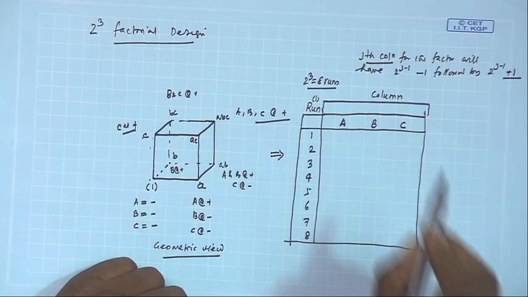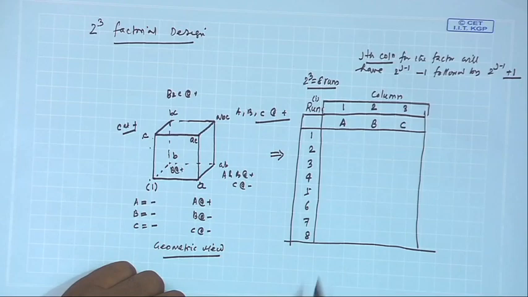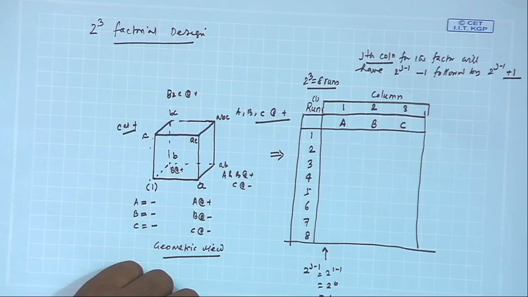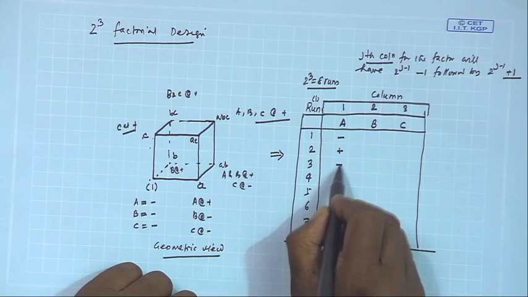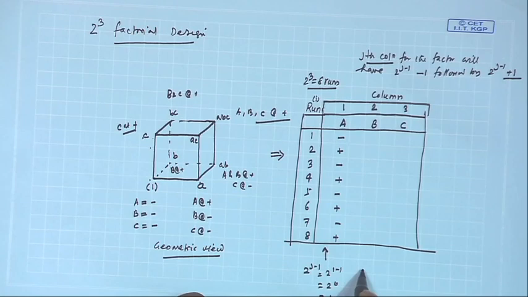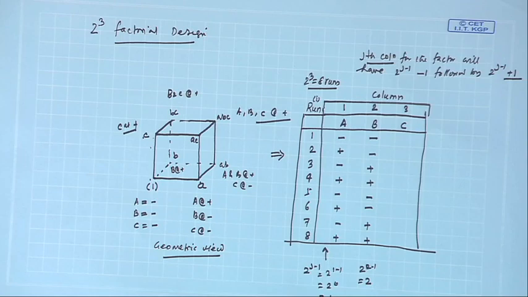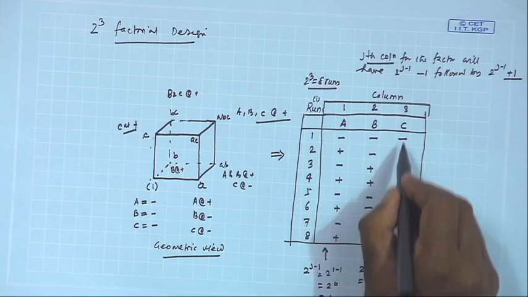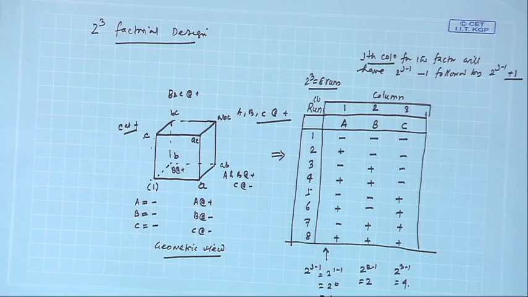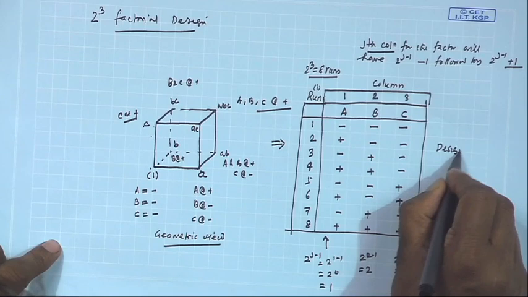Suppose this is my first column, this is my second column, this is my third column. How many plus minus repetitions will be there? 2 to the power j minus 1 equal to 2 to the power 1 minus 1 equal to 2 to the power 0 equal to 1. So, 1 minus followed by 1 plus, you repeat this. For the second column, it will be 2 to the power 2 minus 1 equal to 2, so 2 minus followed by 2 plus. What will be the third one? 2 to the power 3 minus 1, basically 4. So, 4 minus followed by 4 plus. This will be the repetition. So, this matrix is known as the design matrix.